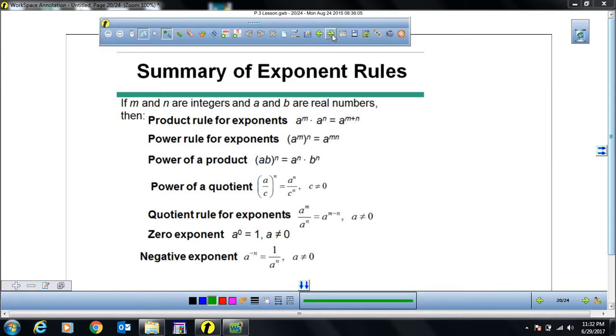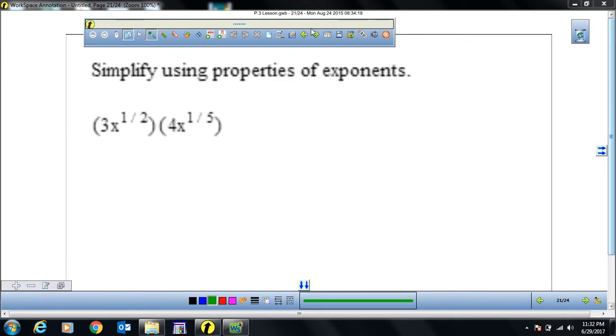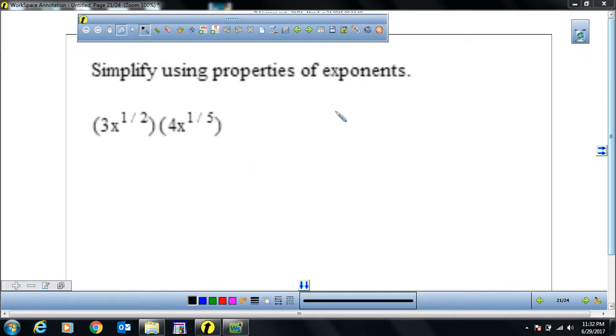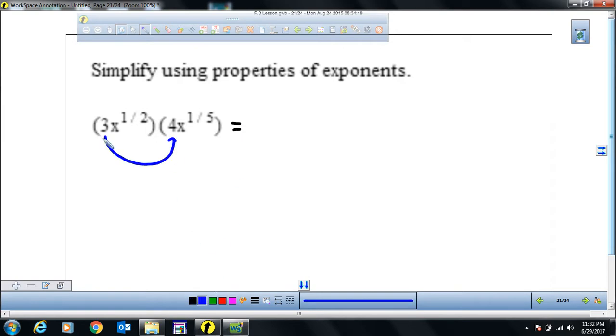Now, let's go through some of the properties of exponents in the following questions. First question: simplify using the properties of exponents. We have 3x raised to the 1/2 power times 4x raised to the 1/5 power. First, we multiply these two numbers, which is just regular multiplication, so it gives us 12. To combine those two x's, since they're multiplying, I need to add the powers.